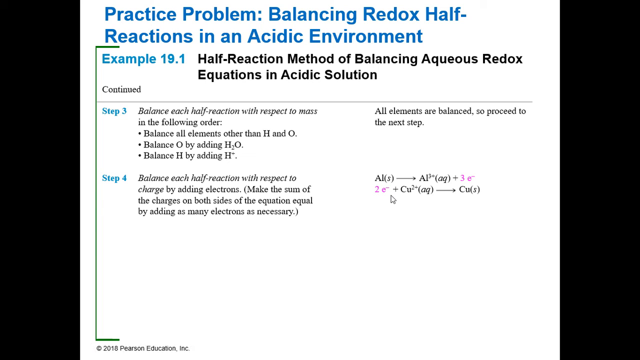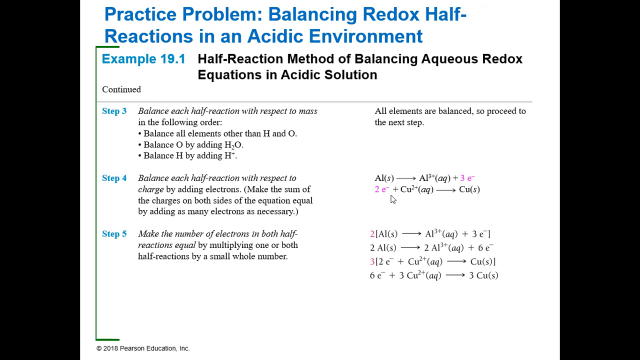Now, we've done it with respect to charge on both sides, but now we need to make sure that each of the reactions are the same. This first one has 3 electrons, our second one has 2. So let's multiply our first reaction by 2. So let's multiply everything by 2 to get this reaction here. Our second reaction, our reduction reaction, we're going to multiply everything by 3 to get this reaction here.